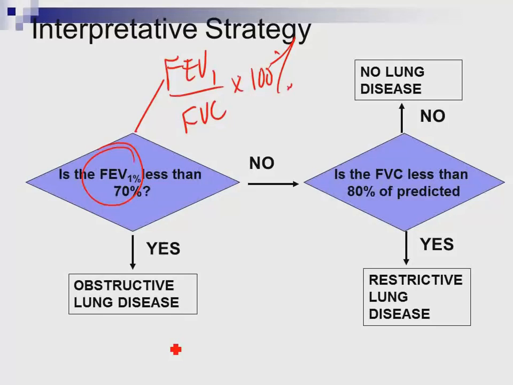If it's not less than 70%, say 82%, I then look at the FVC and see if it's less than 80%. If it's less than 80%, I have a restrictive disease process. If it's not less than 80%, I have a normal lung. Okay. I measured it. Oh, okay, so it's just that value. It's that value there. Yep.